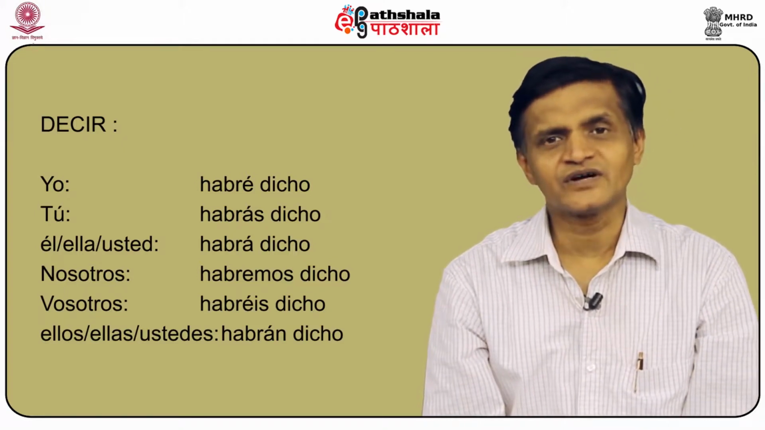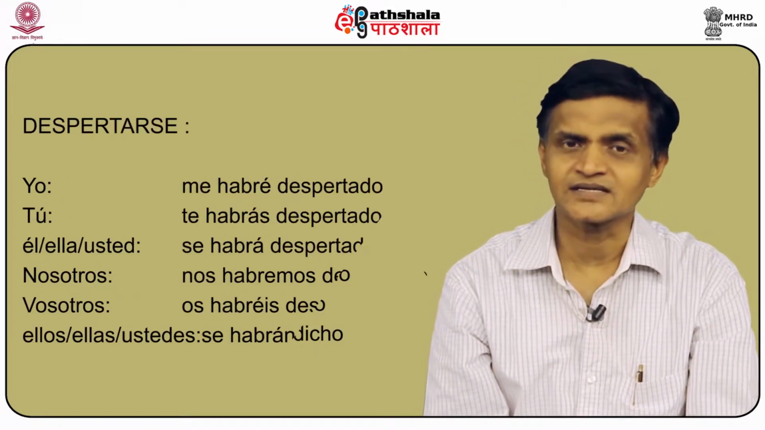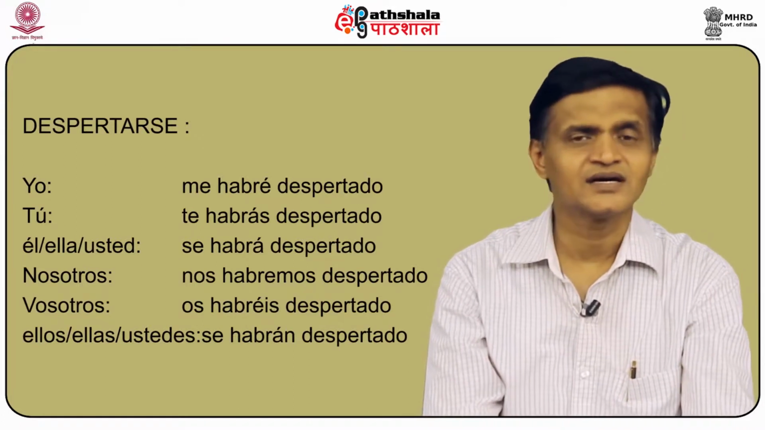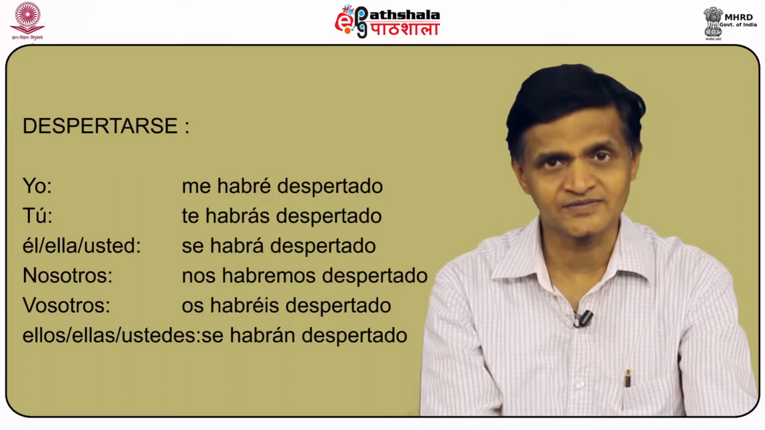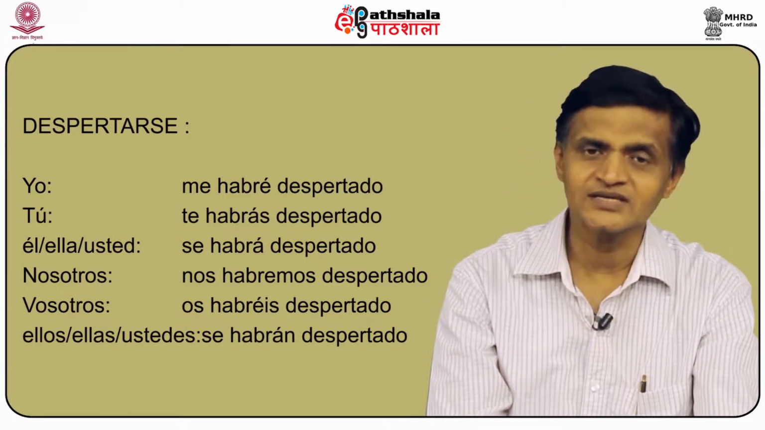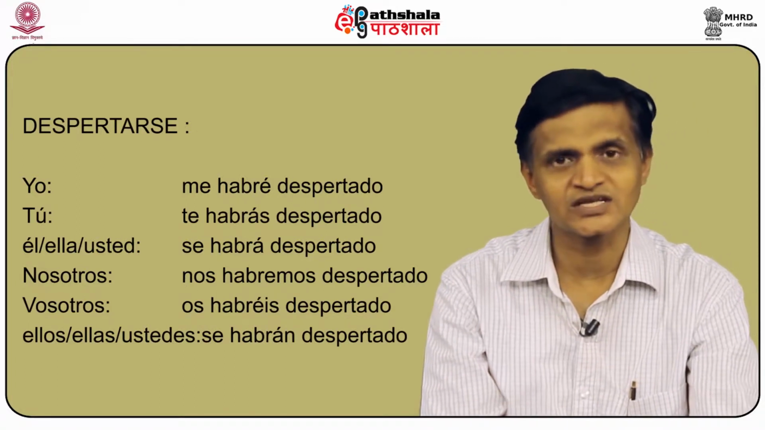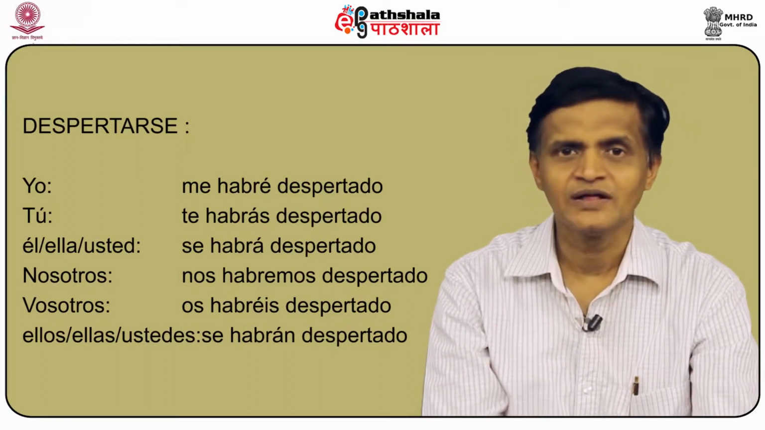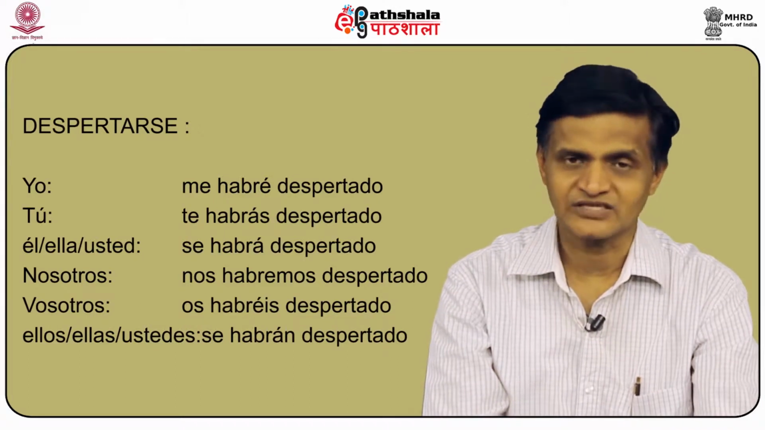What happens in the verbs which are reflexive verbs? So let us pick up a verb like despertarse. Let us pick up despertarse and see how this is conjugated. Again, me habré despertado. It is yo me habré despertado. Tú te habrás despertado. Él, ella, usted se habrá despertado. Nosotros nos habremos despertado. Vosotros os habréis despertado. And ellos, ellas, and ustedes se habrán despertado.